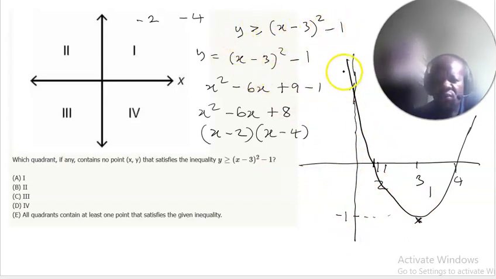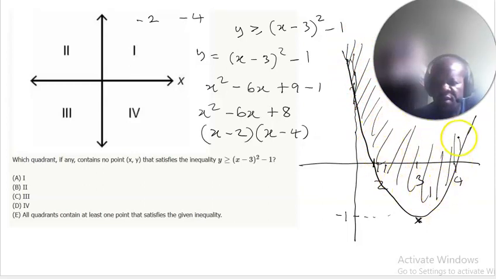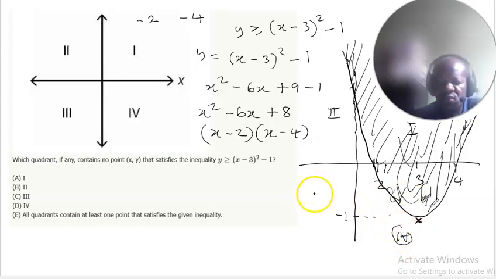So, y is greater than or equal to means the region above the graph. Everything in this region is what is described by that inequality. Now, if you look at this properly, you discover that there's a solution here. It covers this region, quadrant 1. It covers some part of quadrant 2. Then you have it around quadrant 4. But it is nowhere around quadrant 3. So the question says, which quadrant, if any, contains no point x, y that satisfies the inequality? So our answer is quadrant C.